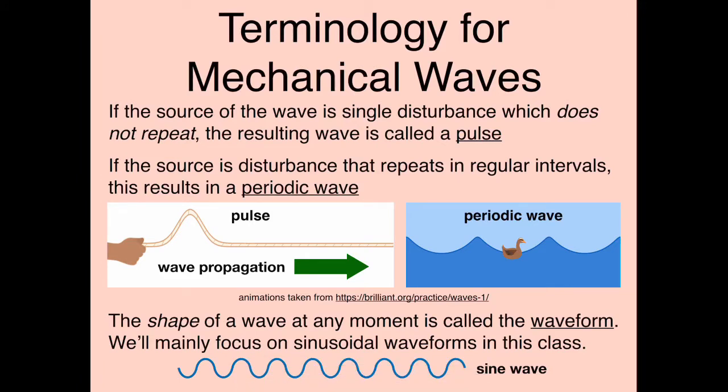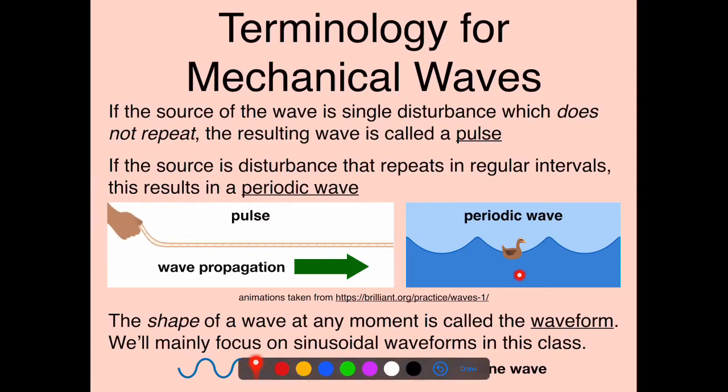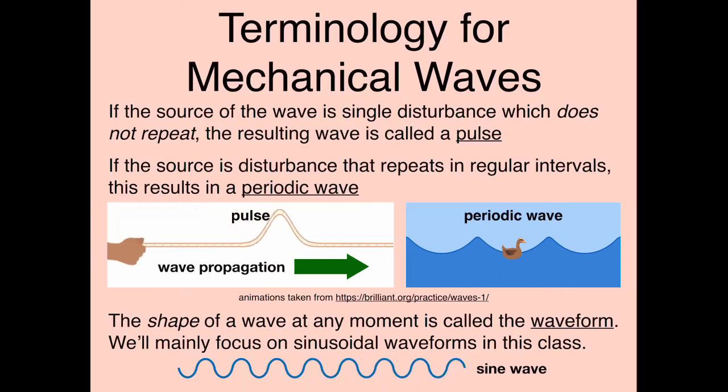Let's take a look at what that looks like. So there's our pulse, right? We just have a single disturbance, again, the hand moving up and down once, that sends out a pulse through the string. On the other hand, if the disturbance repeats itself in a regular interval, then we get what's called a periodic wave. So the disturbance doesn't just happen one time, it repeats itself over and over again. That gives you a periodic wave. And over here, I'll show you an example of a periodic wave.